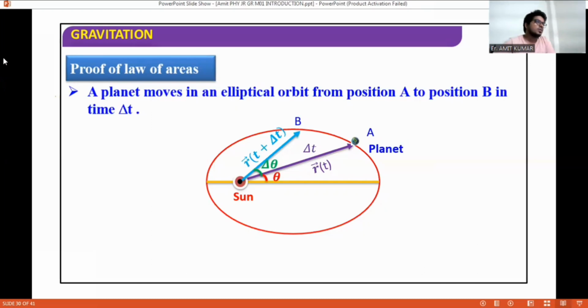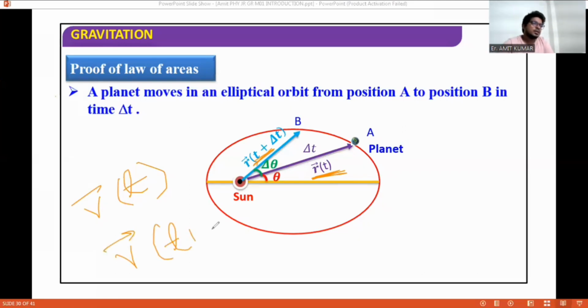This is clear. Initial position is r of t, and after delta t time, the position will be r of t plus delta t. Clear? So see, the initial angle is theta, when the time is t. You can take any time t.